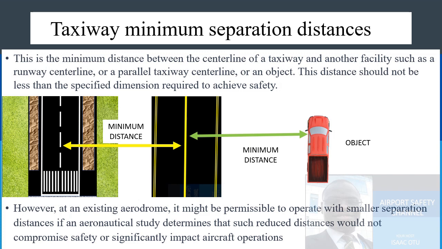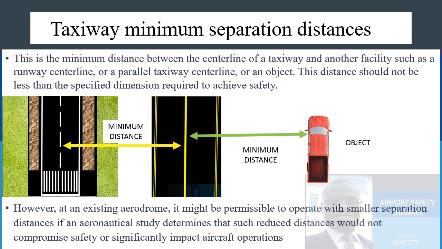The ultimate aim of separation distances between taxiways and adjacent facilities like runways, taxiways, buildings, vehicles, aircraft is to facilitate safety. Assuming an aircraft sways from the center line of a taxiway, there should be sufficient safety separation between that aircraft and any other aircraft or object, maybe an airport facility that is adjacent to the operational area.